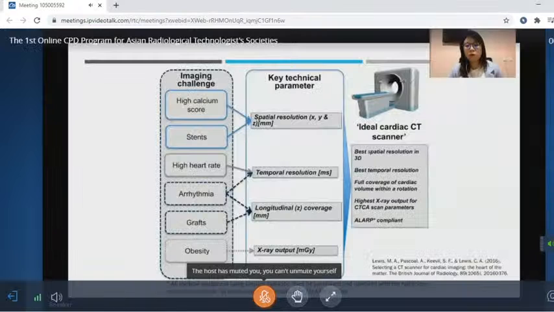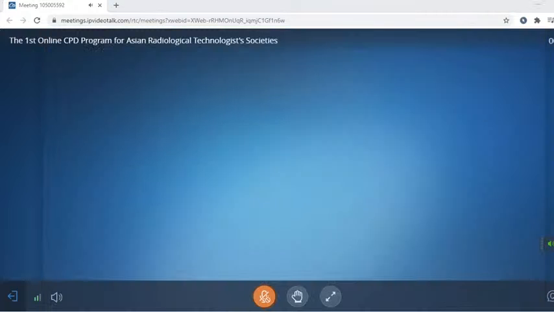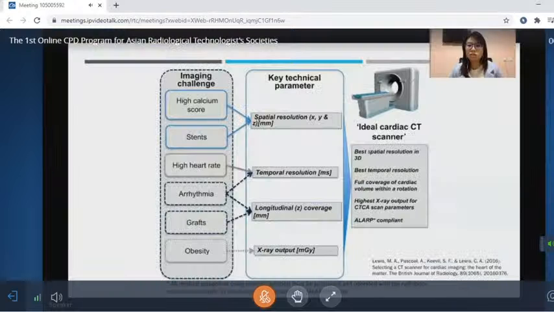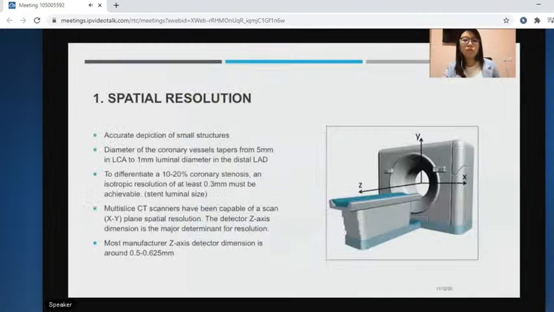We see our manufacturers have done a lot of good work in settings for both software and hardware, using key parameters to create an ideal CT cardiac scanner for us. I think there are 3 parameters that we should look at, which will help us in our scanning. First is spatial resolution, where we are looking at very small structures, but at the same time we want it to be accurate.